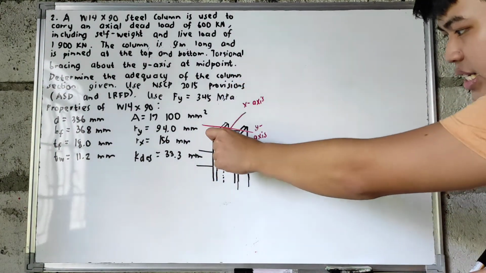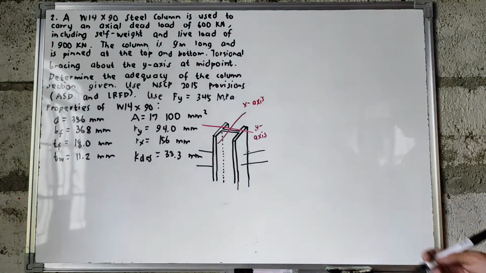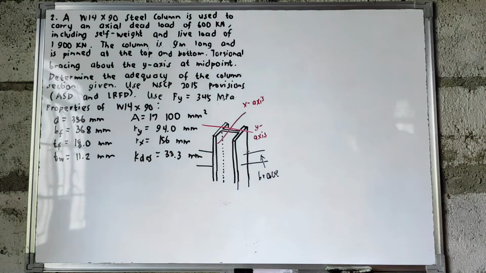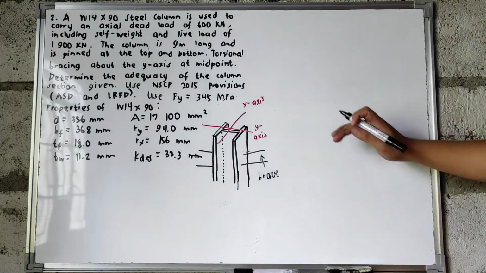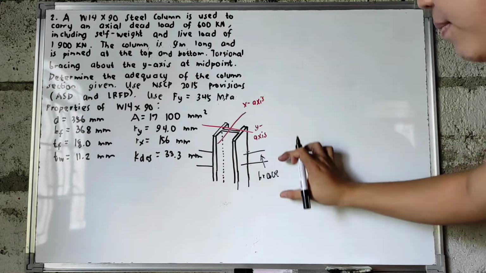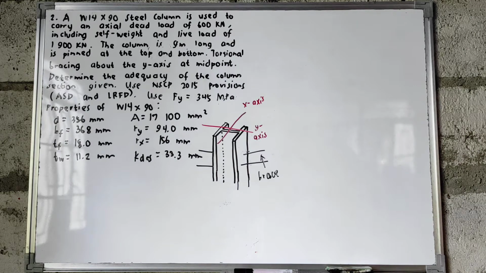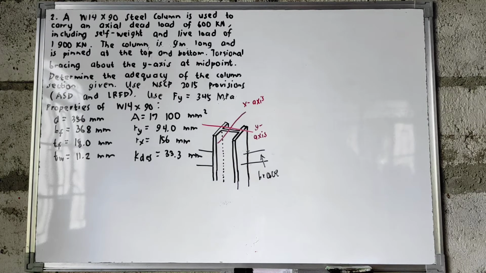Here on the x-axis, we don't see any brace. So this is our brace. Of course, our column is divided into 2, so we take 4.5 m as our length with respect to the y-axis. Determine the adequacy of the column section given. When we say adequacy, we are investigating our column section. Therefore, problem number 2 is an investigation problem.